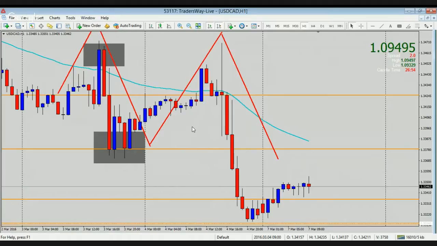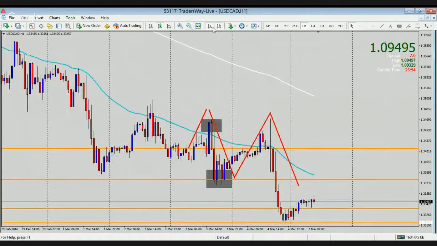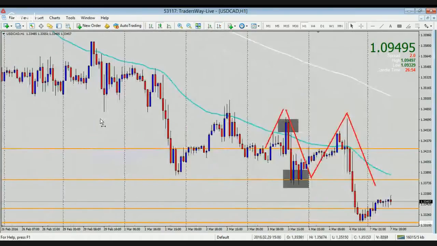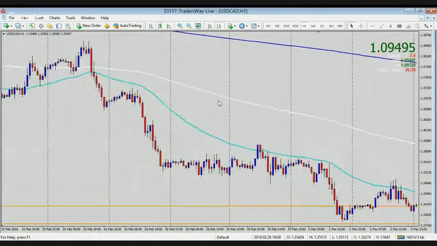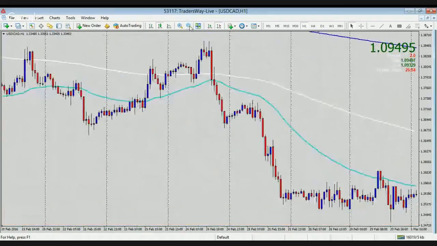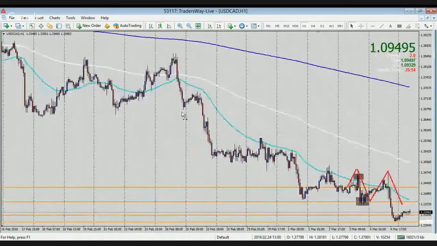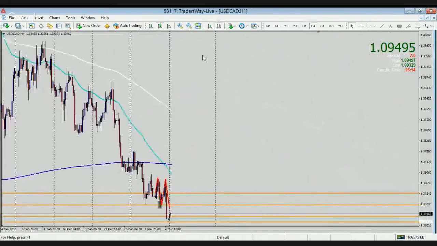So now, let's look for another formation. All right, so we have that formation. Now this, remember, this is a short trend, so you look for M's. All right, let's look on higher time frames.